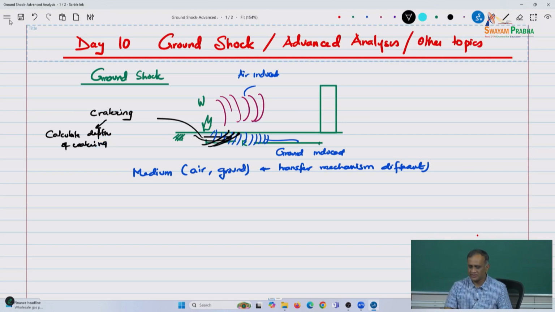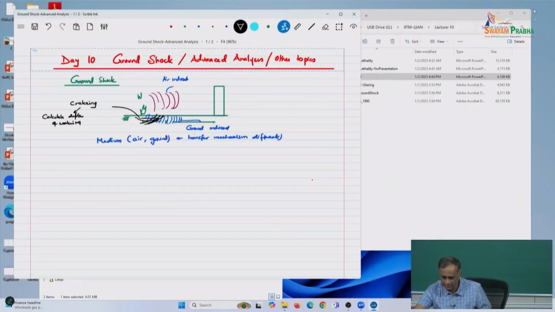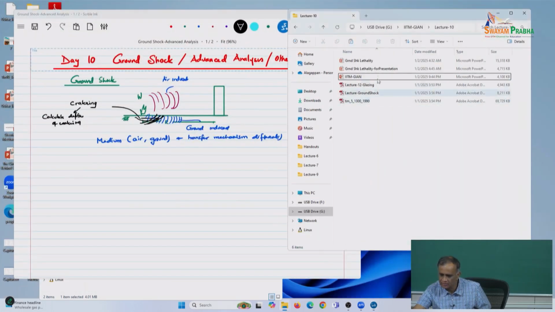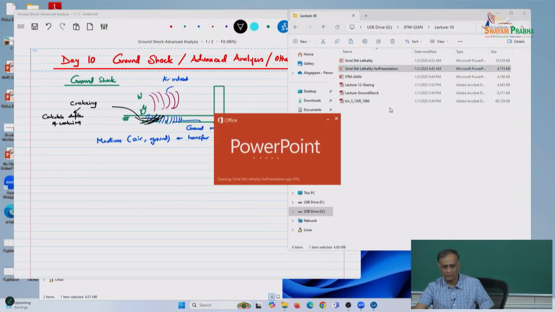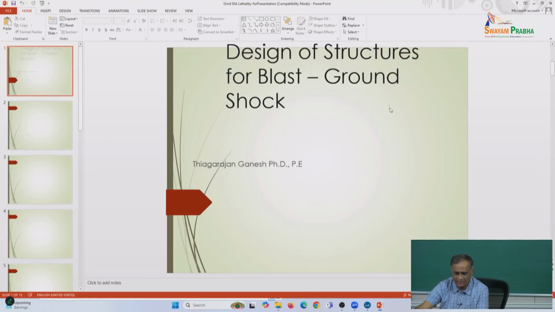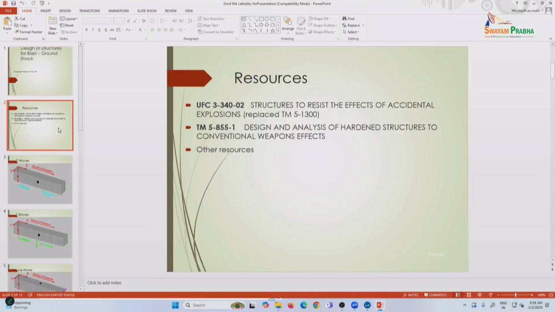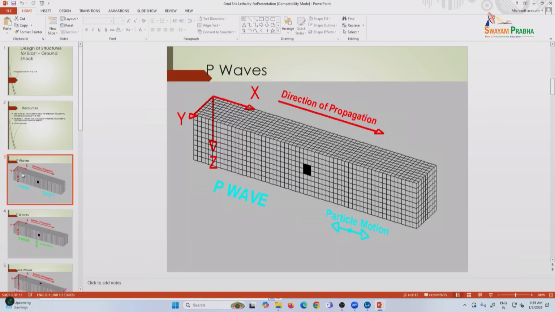Then part of the energy gets transmitted, and I wanted to see if I can show you a brief video. These show how stress waves travel in the ground, and if you've been exposed to seismic, you would be aware of that. Some of the resources: UFC 340 has quite a bit of information regarding this. This is another document that will be difficult to find. It may even be on request only. But what I wanted to show was, I hope the video works.